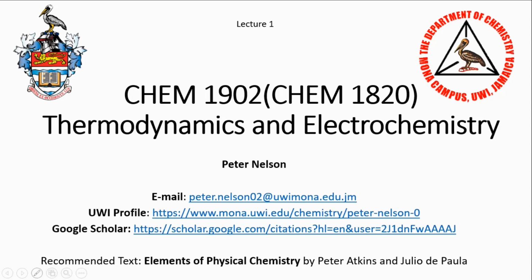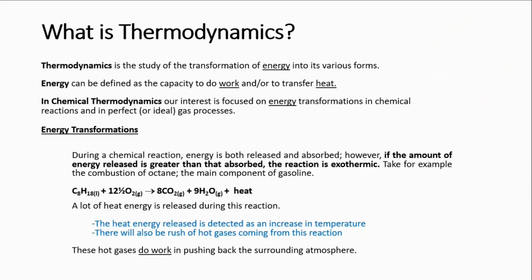We'll be looking at electrochemistry and thermodynamics in this CHEM 1820 course. This is lecture 1, so we want to start out with some foundation knowledge. One of the best textbooks that you could use is Elements of Physical Chemistry by Peter Atkins and Julia De Paula. This is a nice little textbook that should be helpful in developing your understanding of the basics of thermodynamics and electrochemistry. Okay, so let's see if we can get started.